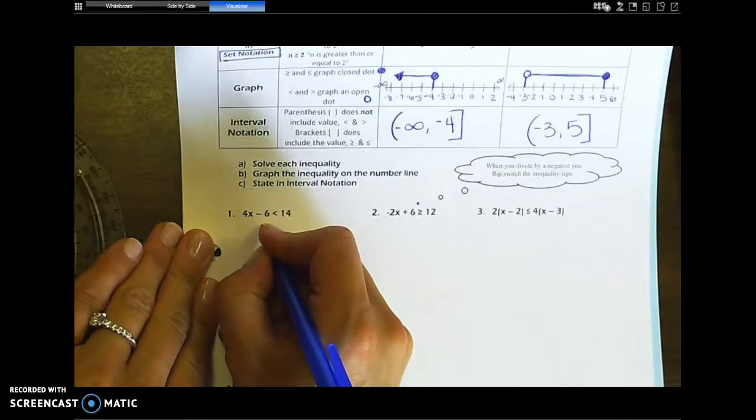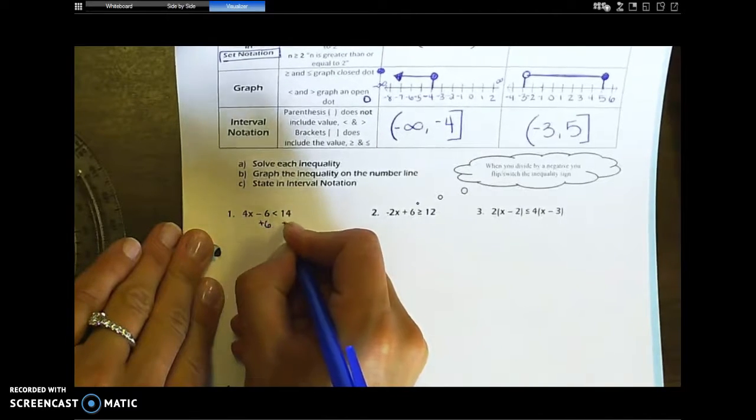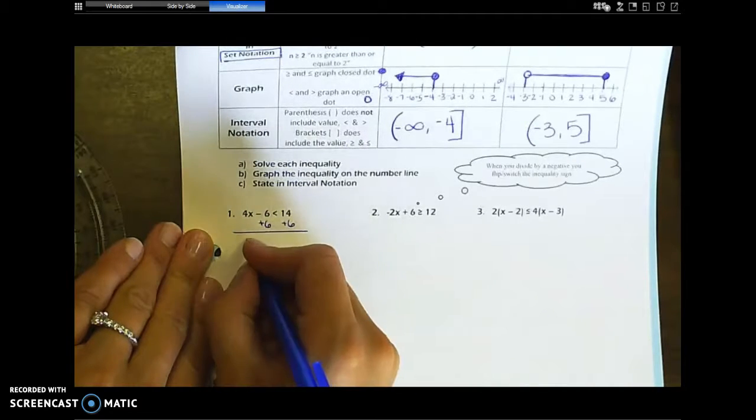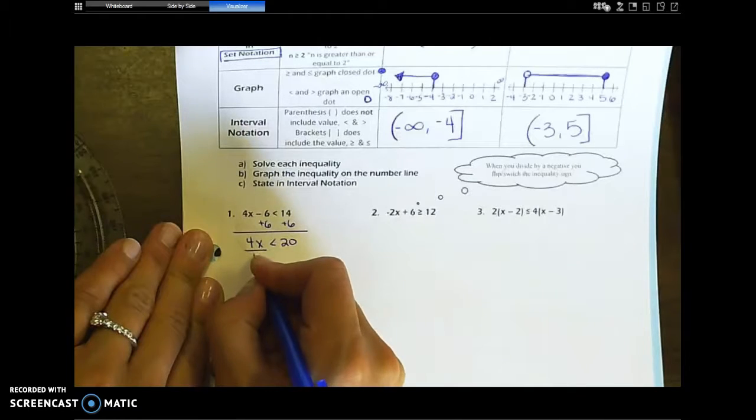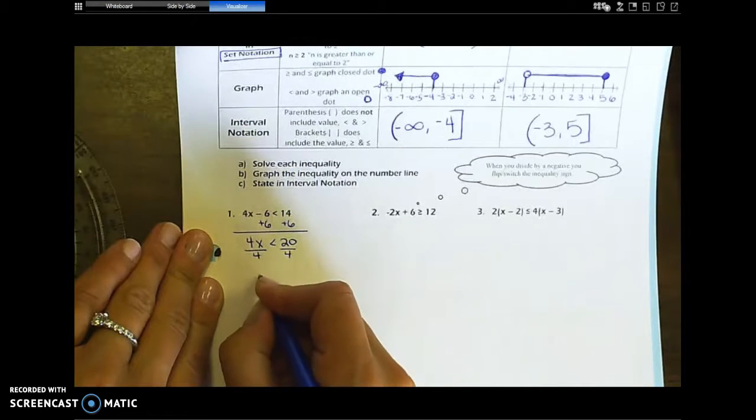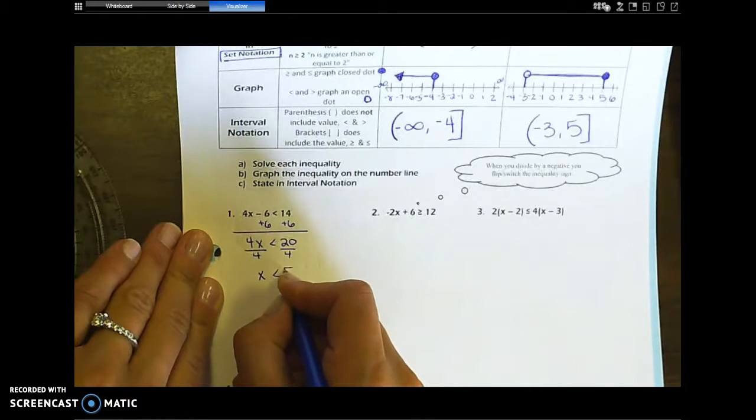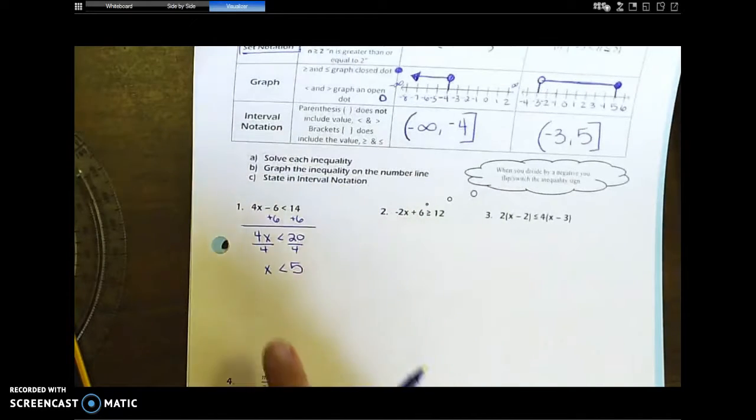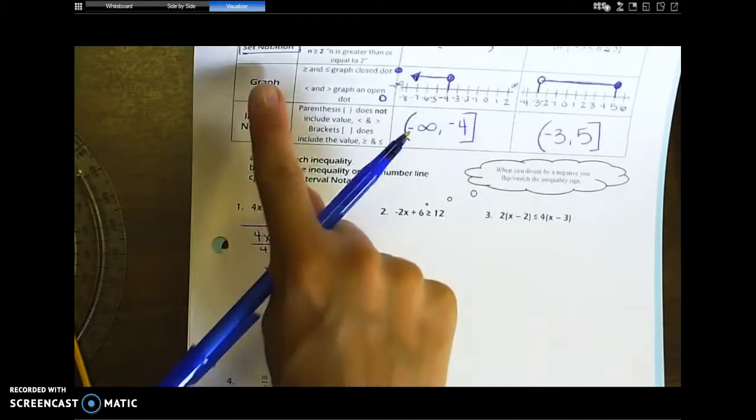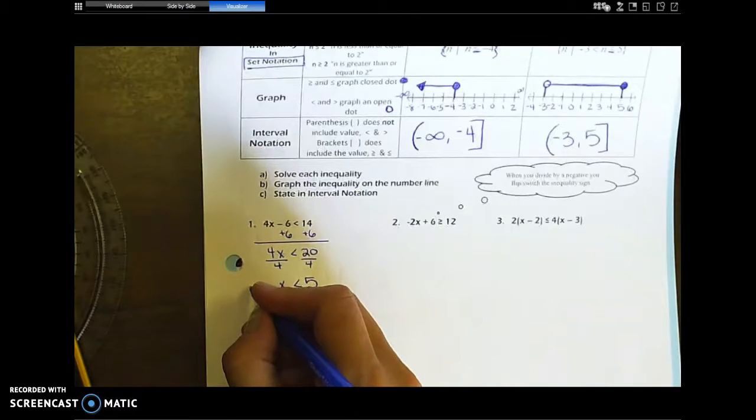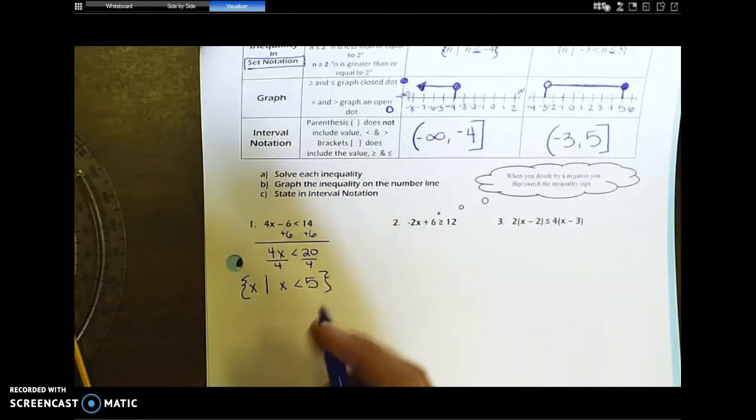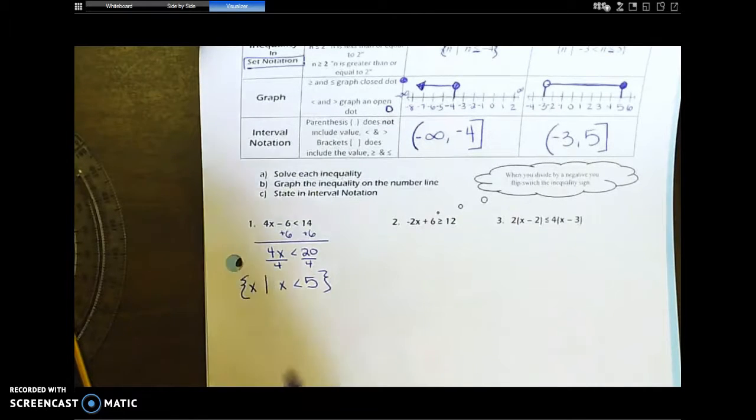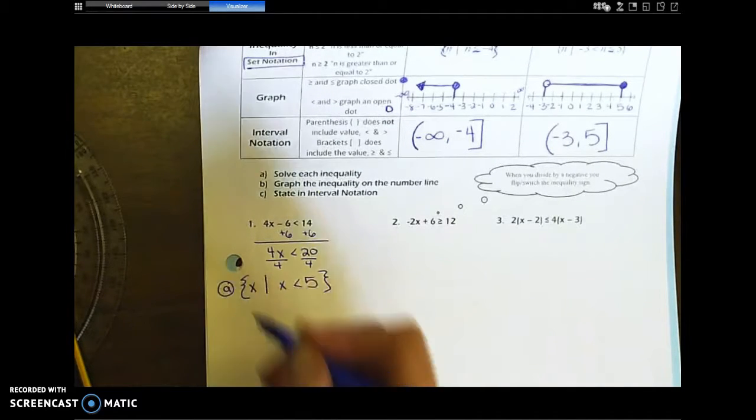So if I take a look here, the first thing we have to do is solve. So I'm going to add 6 to both sides. We then get 4x is less than 20. I then divide both sides by 4. So then x is less than 5. Now we solved that, so I'm going to put it in set notation. I'm going to write x such that x is less than 5. Okay, so that was part A.